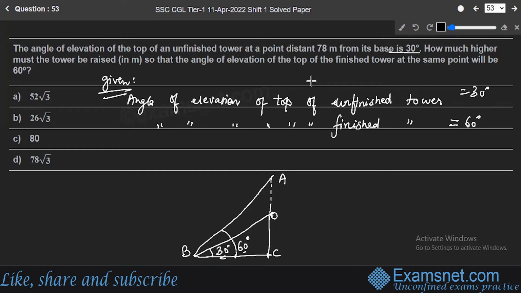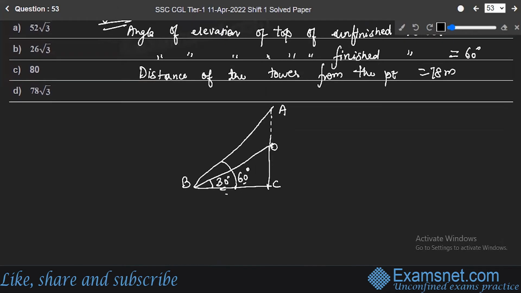Also, you are given one more thing, the distance of the tower from the point is 78 meters. So what is this distance? Actually, this distance is nothing but BC is 78 meters. So I hope you are clear with the situation of the question. Now let's move on with this question. This question involves trigonometry.